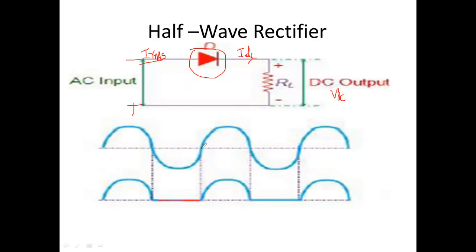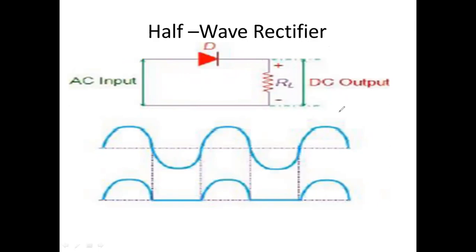Next, for the next positive half cycle, this one will become positive and this one will become negative. The current direction will be like this here now. So it will conduct and we will get the output here now. Like that, it will continue for the positive half cycle, negative half cycle, and so on. So this one we are going to call a half wave rectifier.